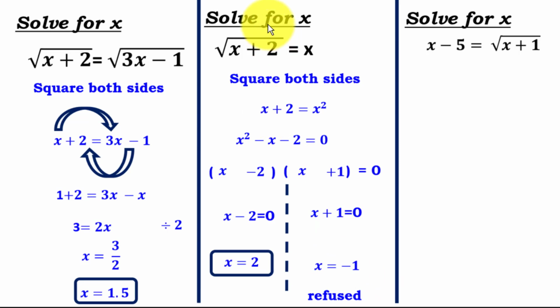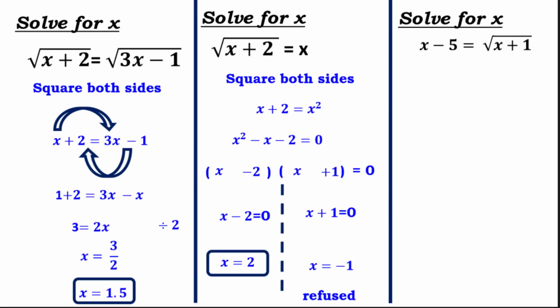Why? Because if we cancel x and write negative 1 here, it will be negative 1 plus 2 equals 1. The square root of 1 equals what? Equals 1. But here x equals negative 1. So the left hand side is not equal the right hand side. So the value of x, it will be 2.